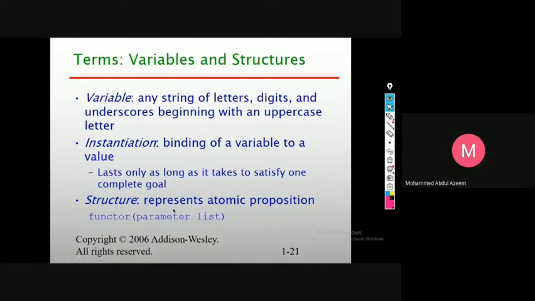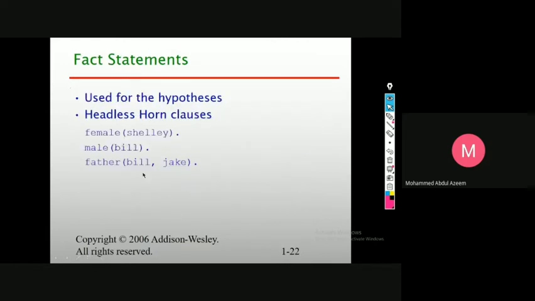The structure represents the atomic proposition. Fine. For example, a functor structure. So you will be mentioning the functor. We generally represent the relationship between the tuples that you have passed as its parameter list, right? So the functor is followed by the parameter list, right? This parameter list can have one tuple, two tuples, or more.